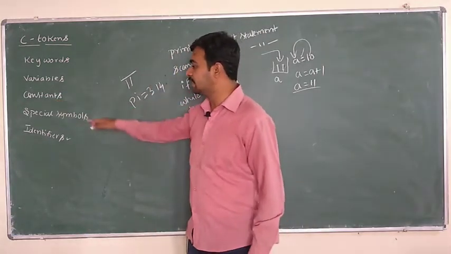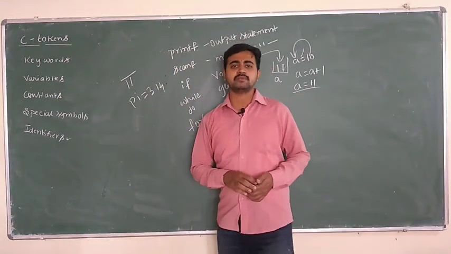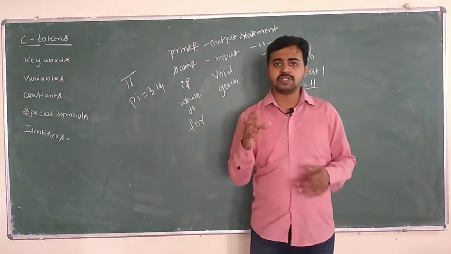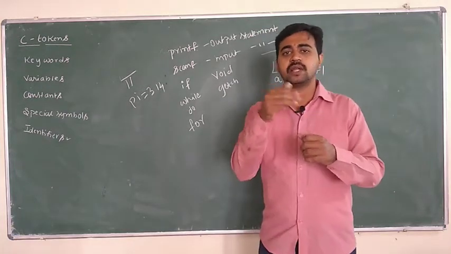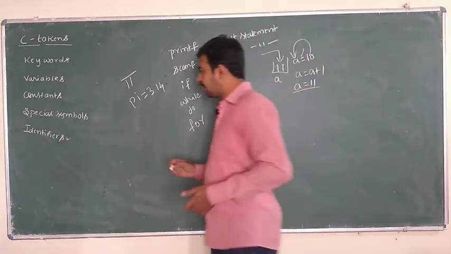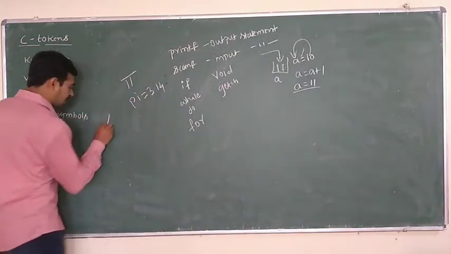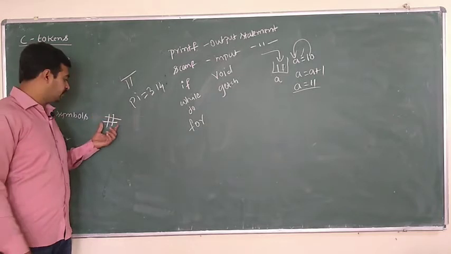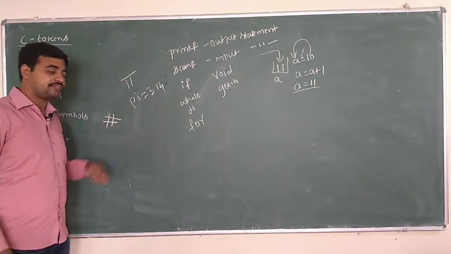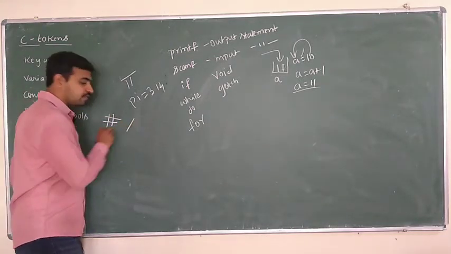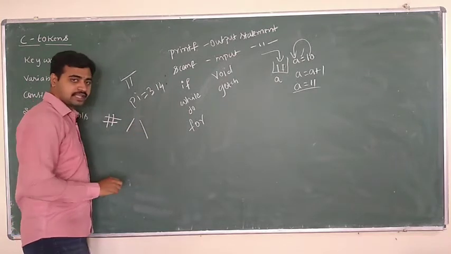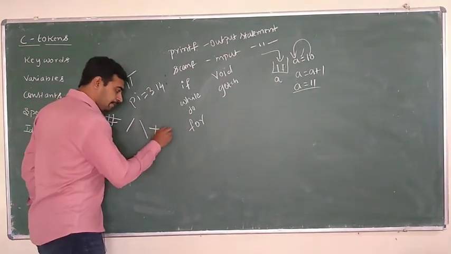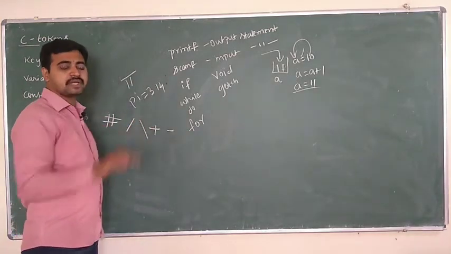Again, we have a special symbol. What do you mean by special symbol? These are all the symbols we will be using in programming. Say for example, I have a symbol called hash. We use hash for the preprocessor directives like header files. We use forward slash, we use backward slash, we use plus, minus. So many symbols we will be using.